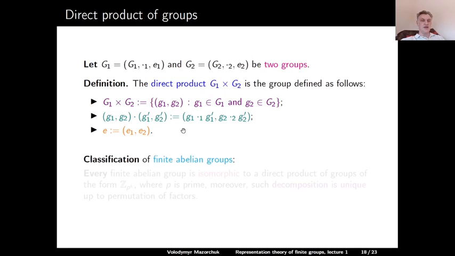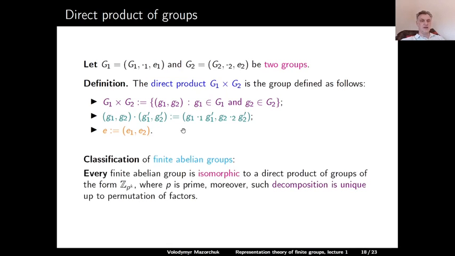Recall also the classification of finite abelian groups. Every finite abelian group is isomorphic to a direct product of groups of the form Z_{p^k}, where p is a prime. Moreover, such decomposition is unique up to permutation of factors. So each finite abelian group is a direct product of cyclic groups whose order is a power of a prime.